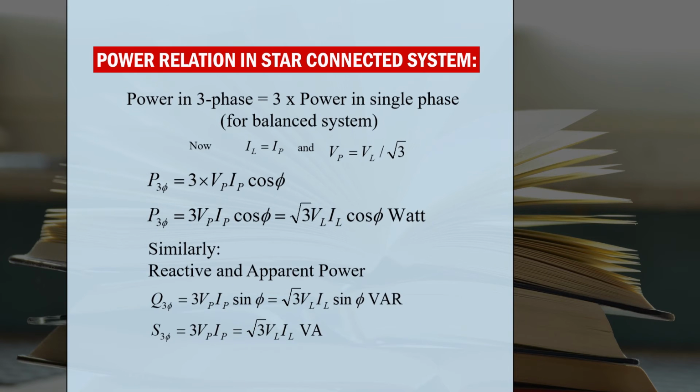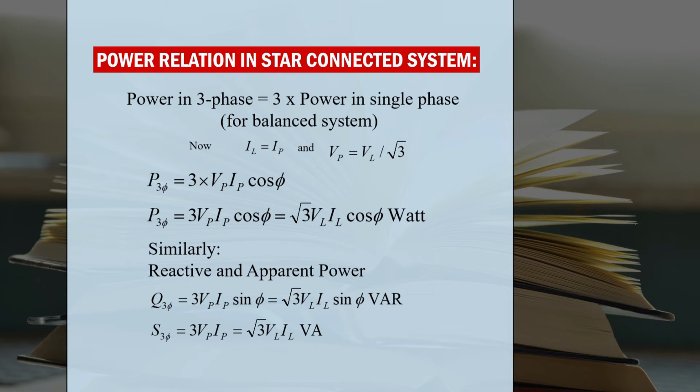Now we have to find out the power relation in a star connected system. So power in 3 phase can be written as 3 times the power in a single phase if it is a balanced system. The power of a single phase can be written as V suffix P multiplied by I suffix P multiplied by cos phi, where cos phi is what? Cos phi is the power factor, and this phi is the angle between voltage and current.